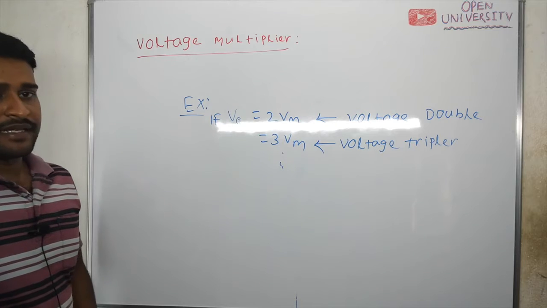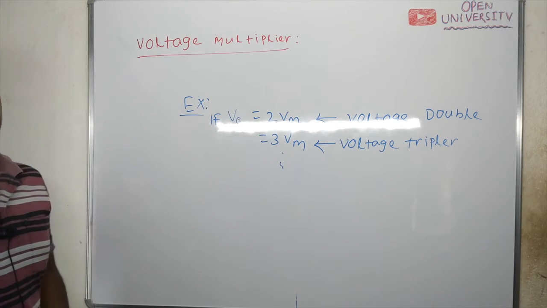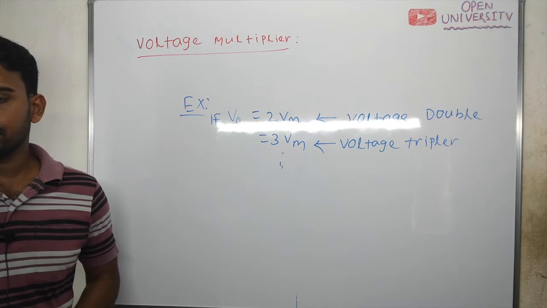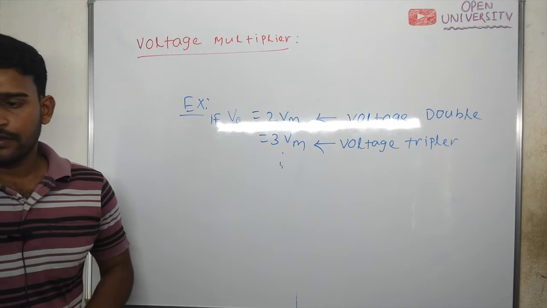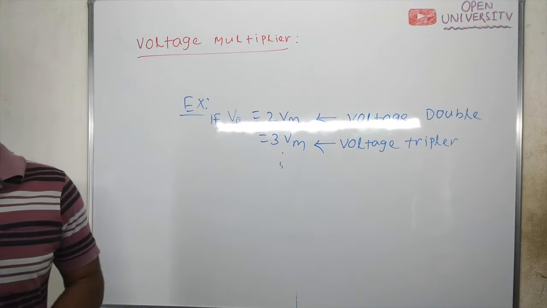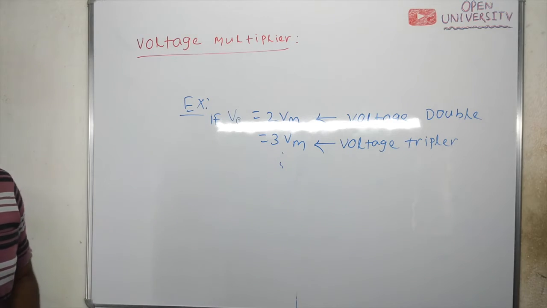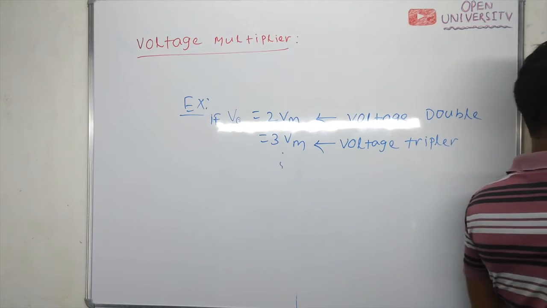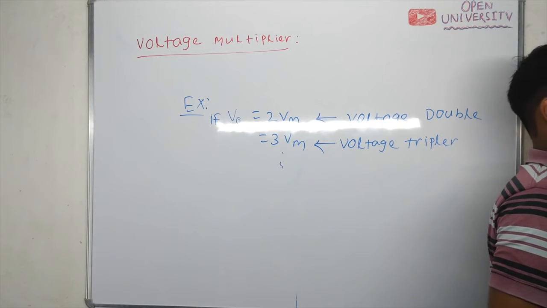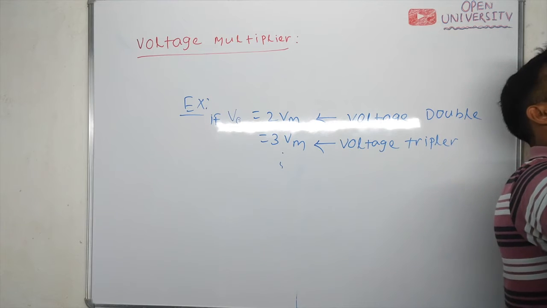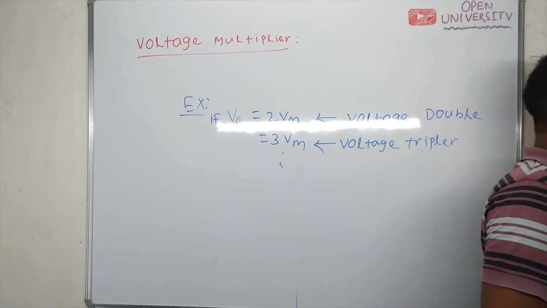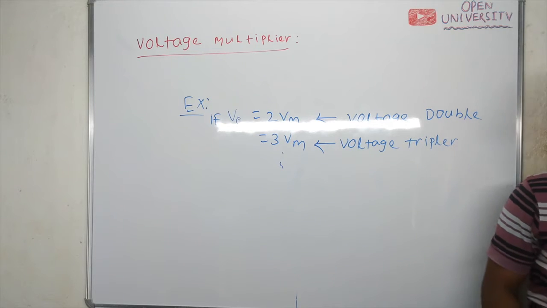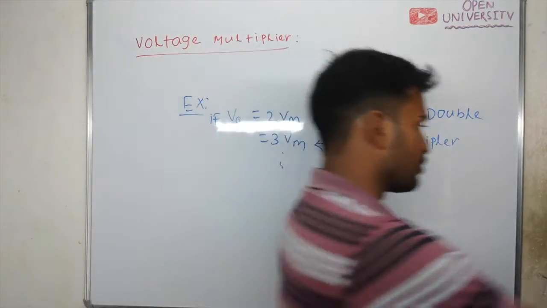The input voltage can be any AC waveform. It can be a square wave, triangular wave, any AC waveform. Write down, a voltage multiplier consists of diodes and capacitors. Then give the heading voltage doubler.